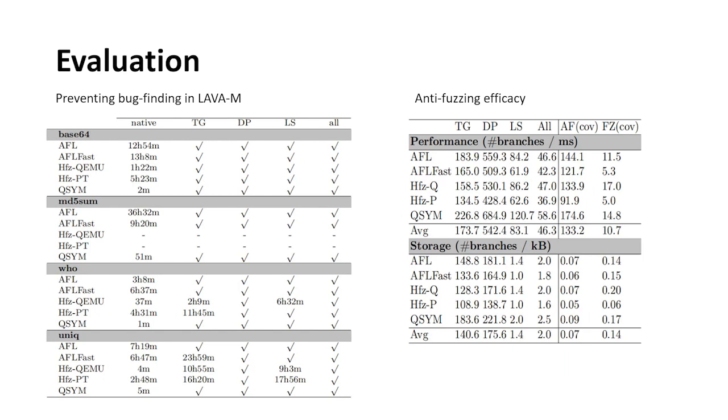Also, there are more evaluations to show that the anti-fuzzing techniques can hinder or prevent bug finding in the LAVA benchmark. If the fuzzer cannot find a bug within 48 hours, we give it a check mark here. Moreover, we also calculate the anti-fuzzing efficiency to demonstrate our techniques can achieve the same level of defense as previous works. And our work can achieve the defense with even lower overhead.